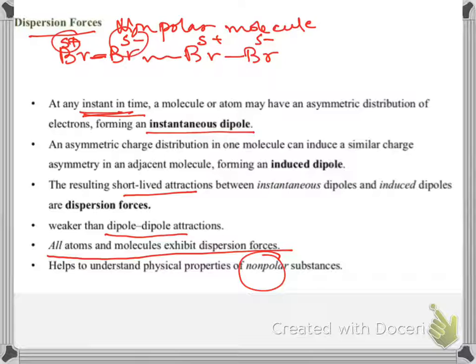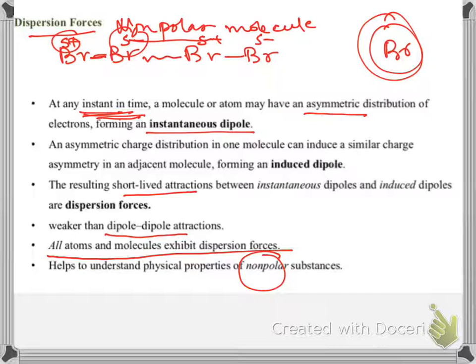The weakest intermolecular force is the dispersion force, and that is between the nonpolar molecules. Now, when you have an atom and there are electrons around them, these electrons are constantly moving in some random motion. So at any instant in time, the molecule or atom can have the asymmetric distribution, which makes the instantaneous dipole. So now, for example, look at Br2 here.